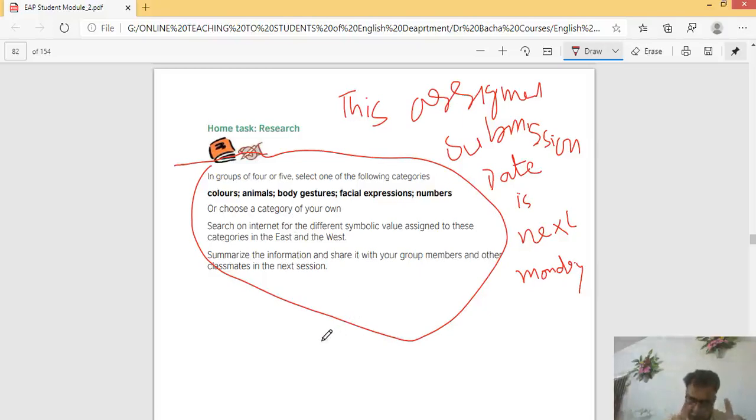So now you have to take 4 students, and it should be mentioned on your assignment that we 4 are submitting it in a group of 4 or 5. Select one of the following: a category of colors, animals, body gestures, facial expressions, or numbers, or choose any category of your own. And you have to search the internet for the symbolic value assigned to each of these categories. For example, colors: what symbolic value is attached to color? You have to look at this.